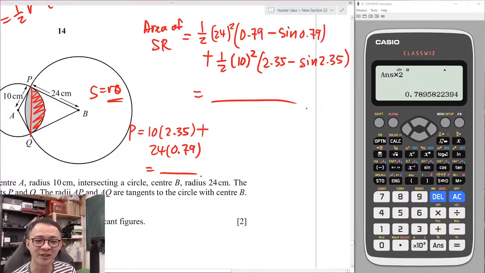What is area of segment for degree? No, normally for area of segment we straight away use radian, it is easier. If you want to write the degree, you can do that. Just change your calculator into degree, that's all.